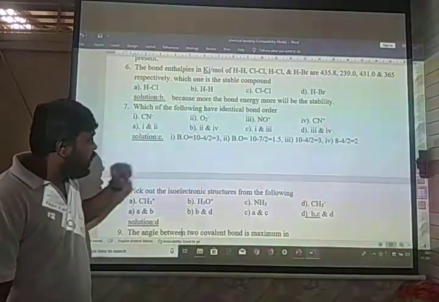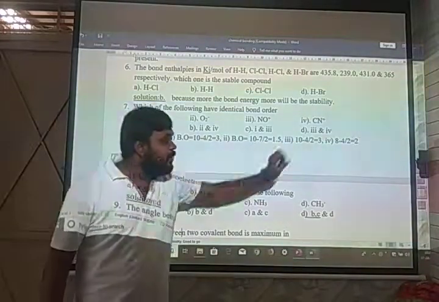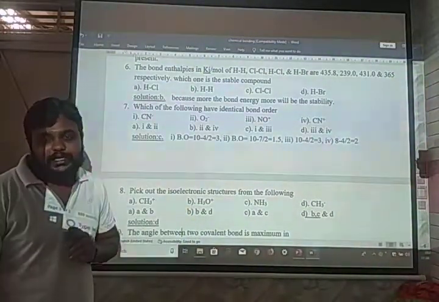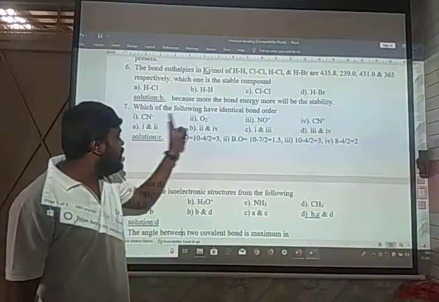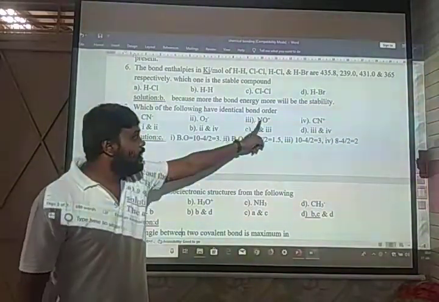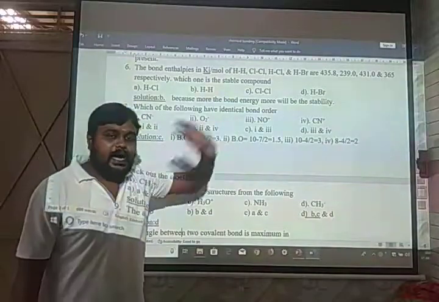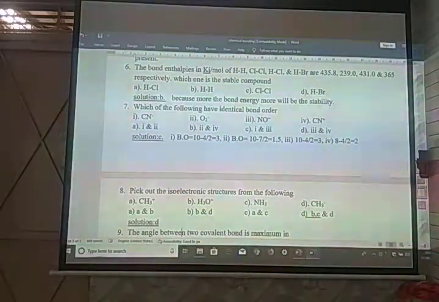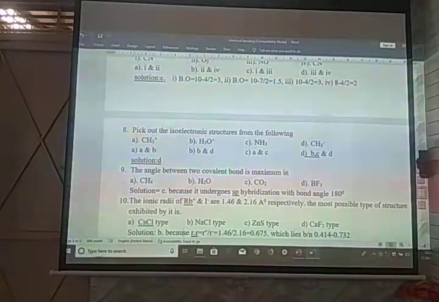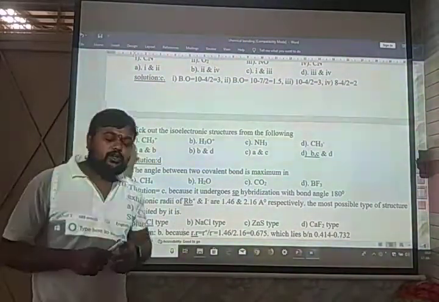Once you know the bonding and anti-bonding electrons, you can find the bond order. So among all these options, options 1 and 3 have identical bond order, that is 3 and 3, hence the option is C. Both 1 and 3, Cl minus and NO plus, have identical bond orders. So next is to pick out the isoelectronic structures.